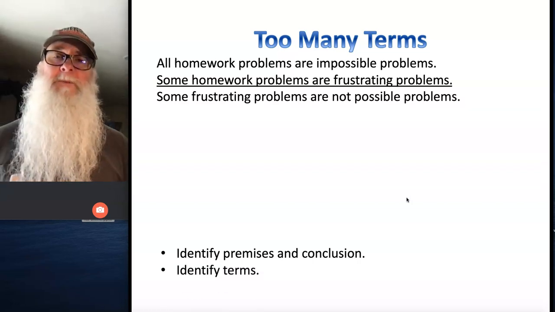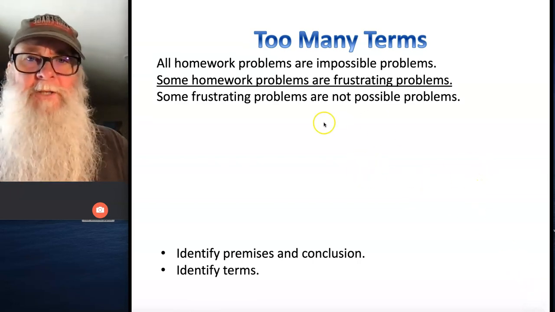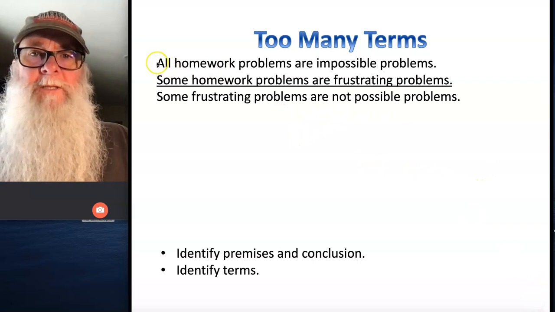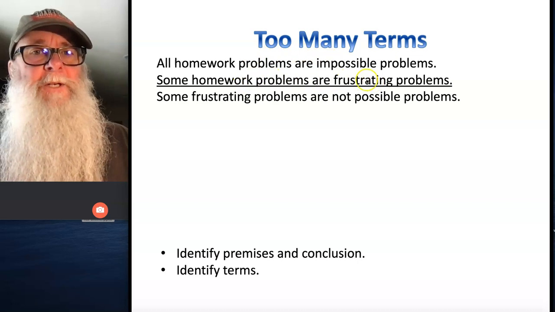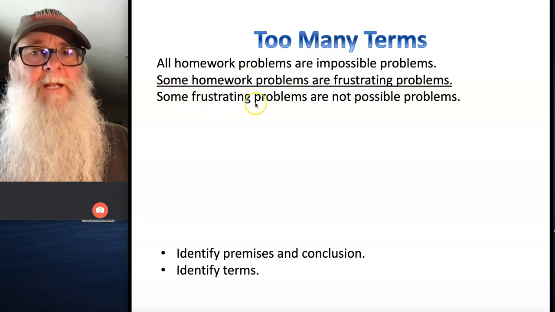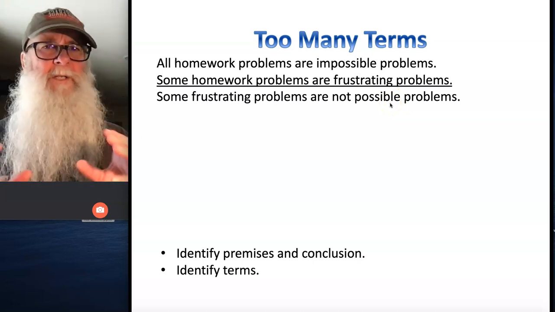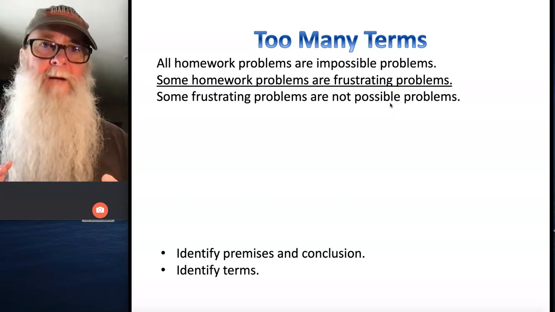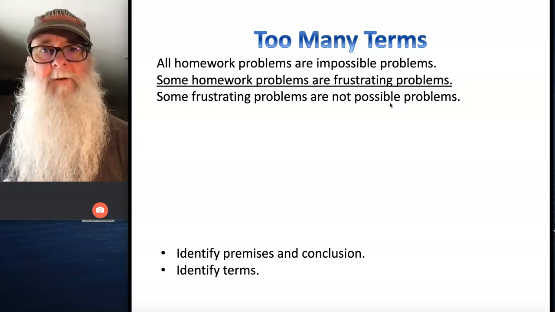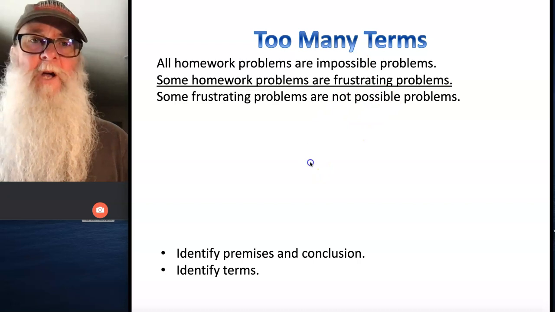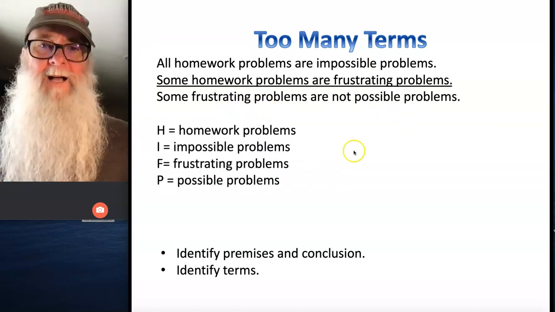The next thing we want to do is identify the terms, and we want to do this in a really particular way. When we identify terms, we want to start with the first premise and move from left to right and look very carefully at the terms as we go to the second premise and the third premise, because you'd be surprised how common it is for folks to not look really carefully at the wording and they miss a term complement in one of the terms, and then all the work they do with that argument is flawed from that point forward. So in this particular argument, we've got homework problems and impossible problems and frustrating problems and possible problems.